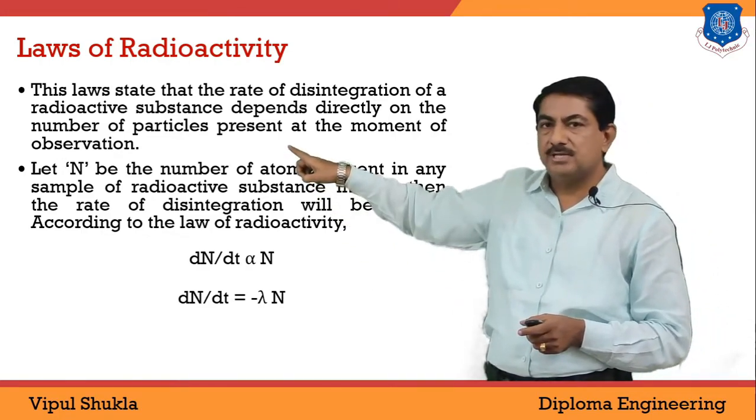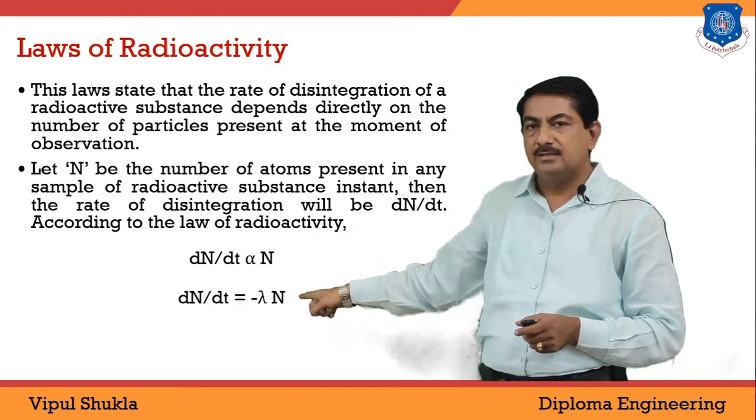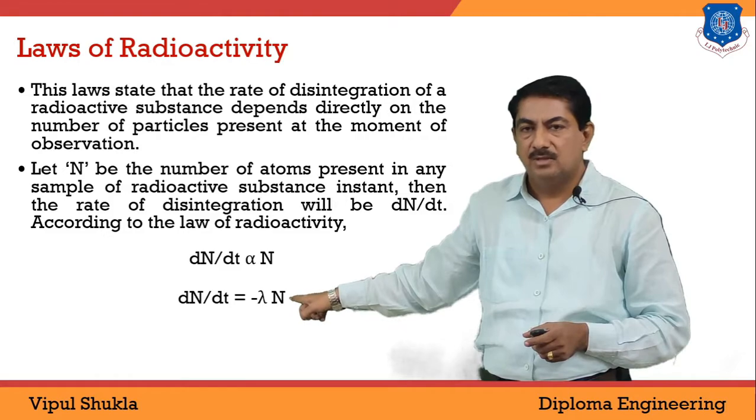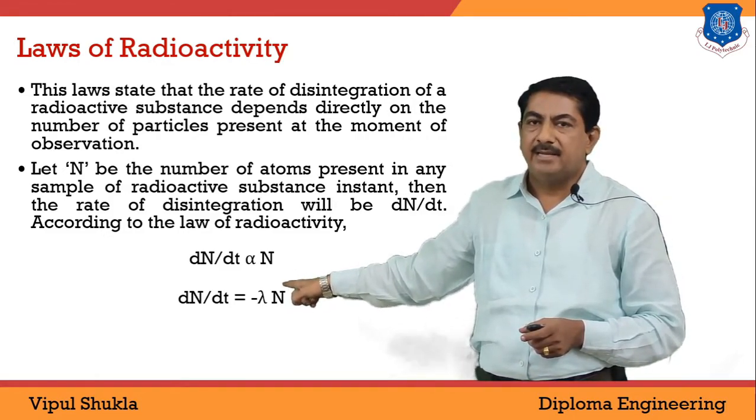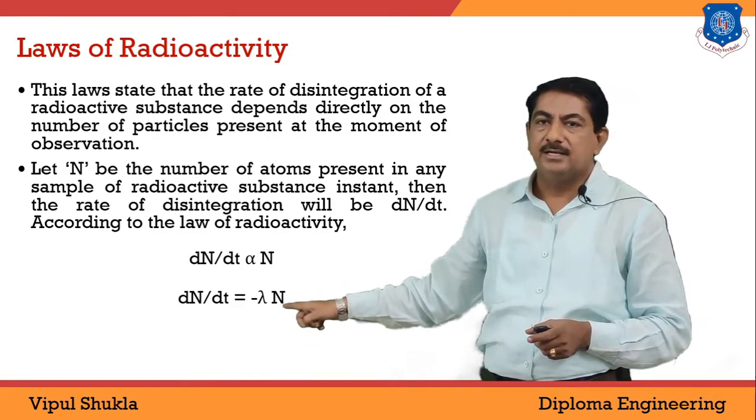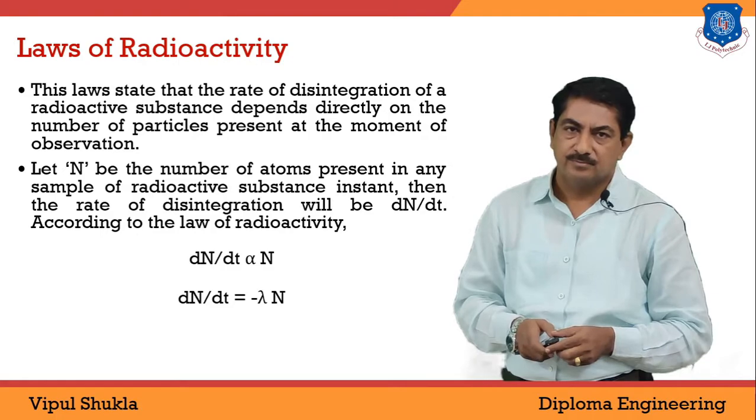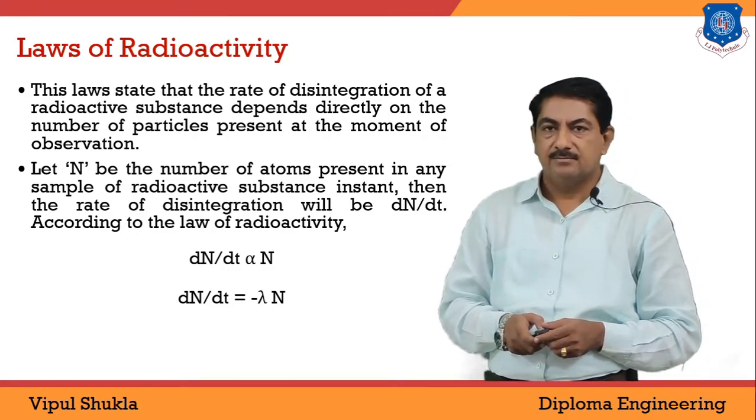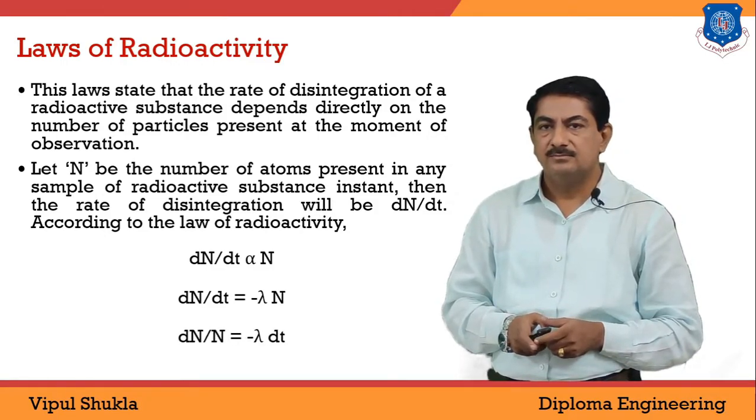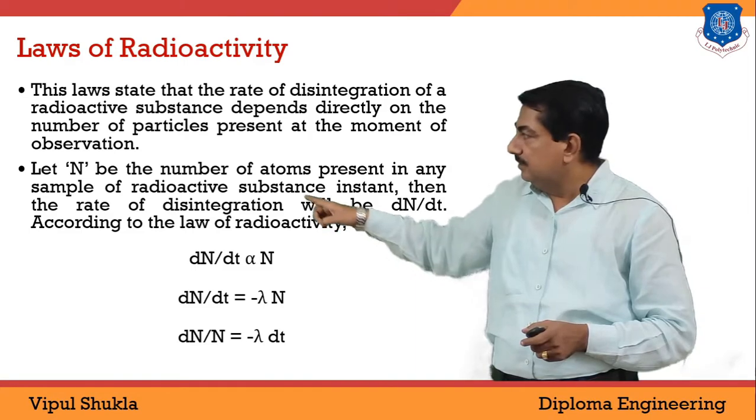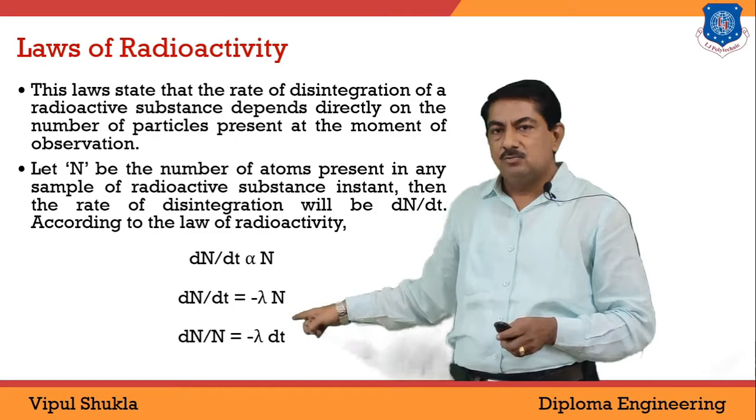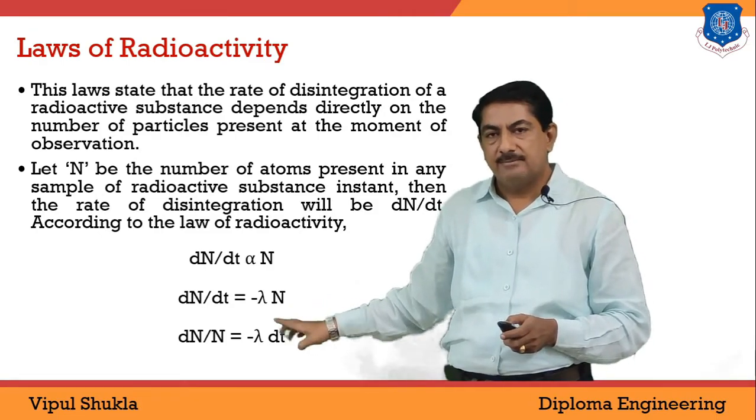If we remove this proportionality sign, we have to add a constant. It is denoted by lambda, but look here, it is given by minus lambda. This negative sign indicates the number of nuclei decreases as time goes on. That's why it's a minus sign, indicating the decrease in the number of parent nuclei. Next, by keeping capital N in the denominator, we get dN by N equal to minus lambda into dt.